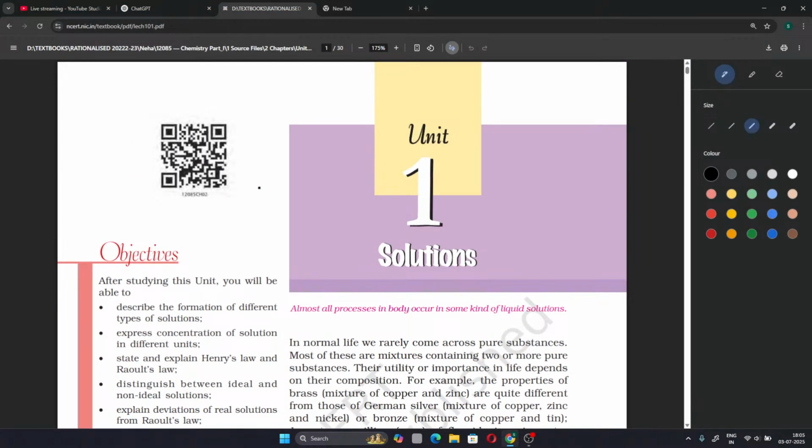Solutions, Chapter 1, Unit 1 of Chemistry Class 12. Unit 1: Solutions.